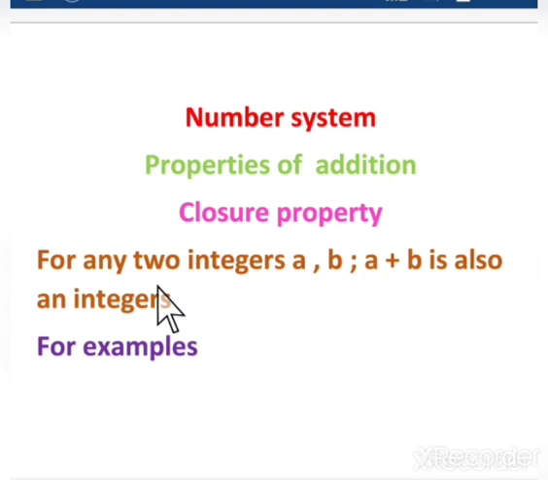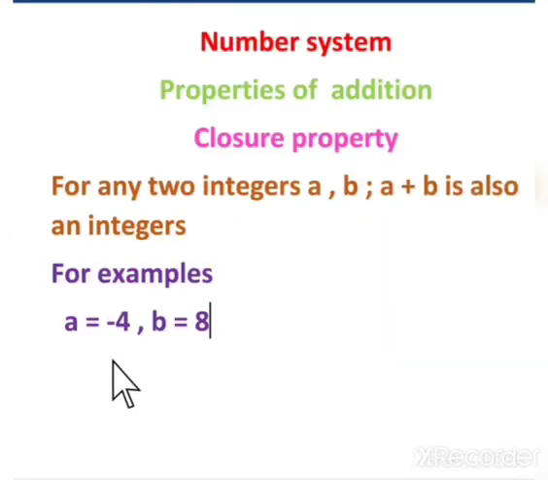Now I give you an example for the closure property. The value for a is minus 4 and the value for b is 8. Now we are going to add these two numbers. If we add these two numbers, the first number is minus 4. We are going to add, so plus, and the other number is 8. And listen here, both numbers have different signs, so we can't add these numbers.